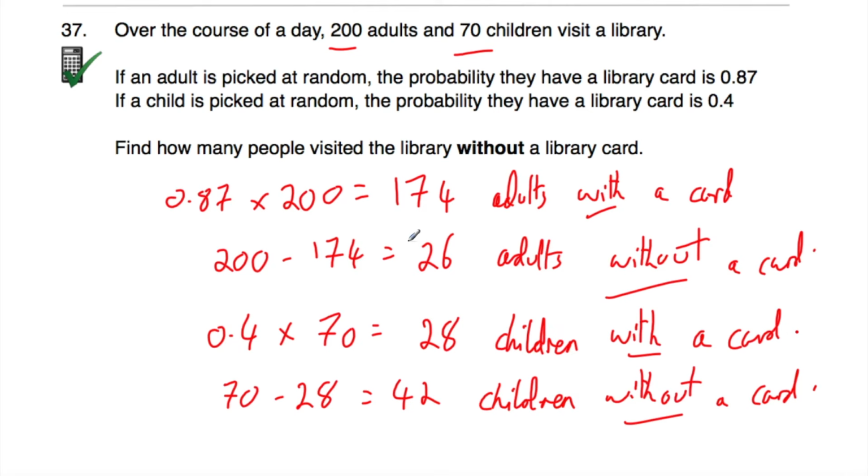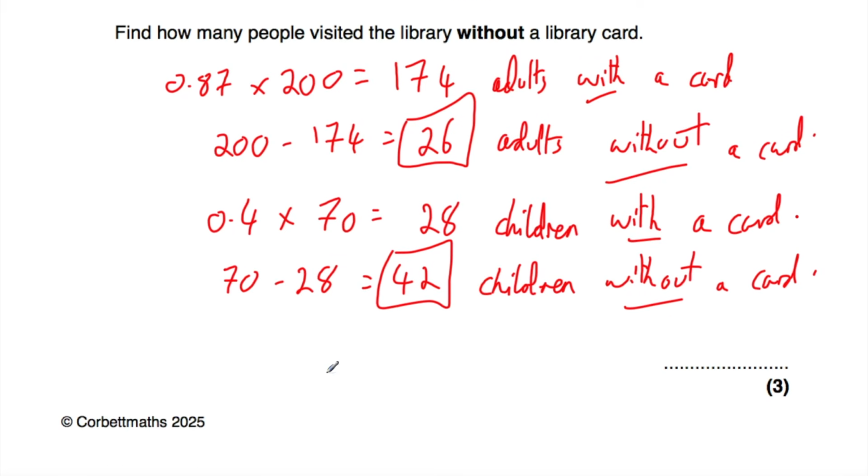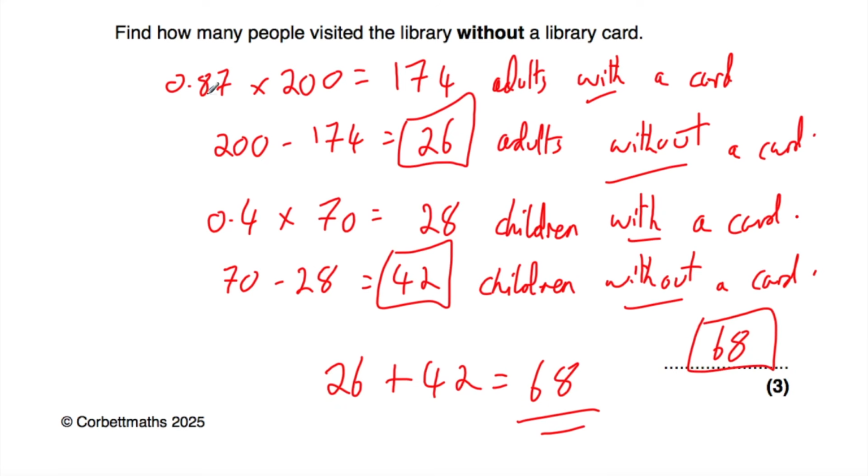We now have worked out how many adults did not have a library card and how many children did not have a library card. To find the total number of people, we just add them together. So 26 plus 42 is equal to 68. So the 68 people went to the library without a library card. And that's it. Okay, let's have a look at our next question.